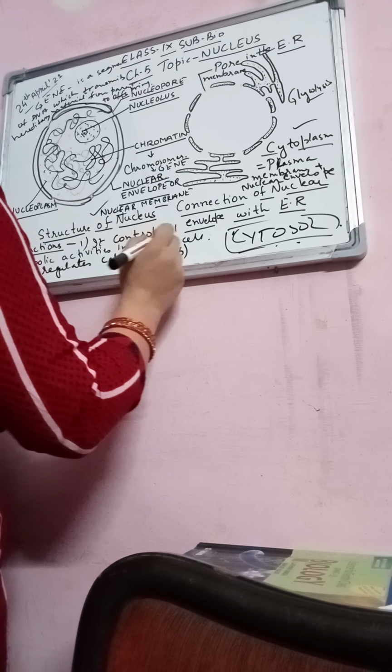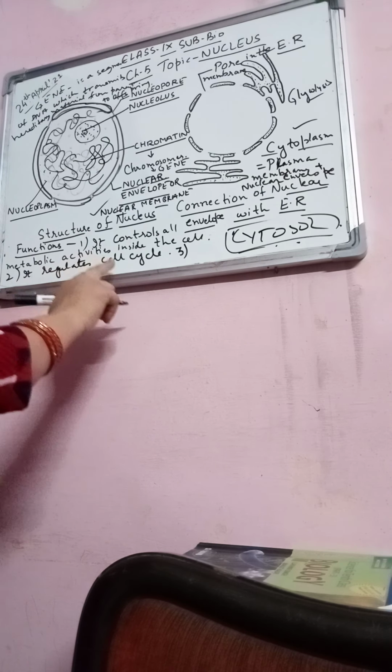Now we will study the functions of the nucleus. What is the function of the nucleus? Number one, it controls all the metabolic activities occurring inside the cell. Number two, it regulates the cell cycle, right? And number three, it helps in the transmission of hereditary traits from parent to offspring.